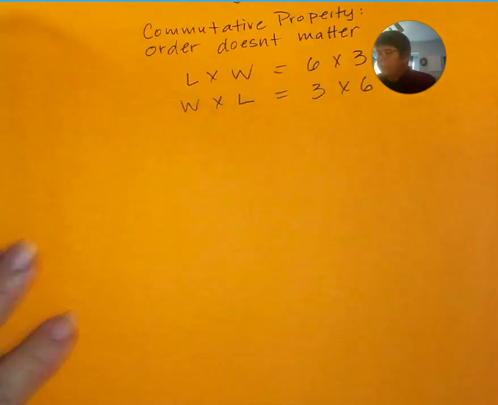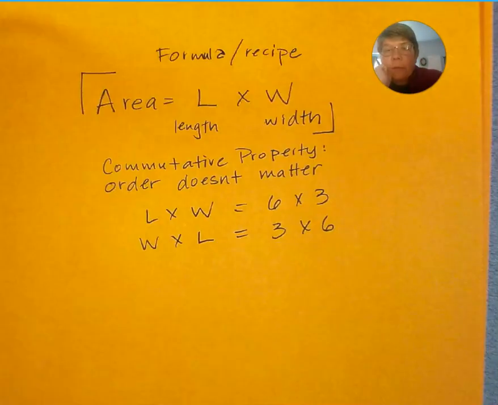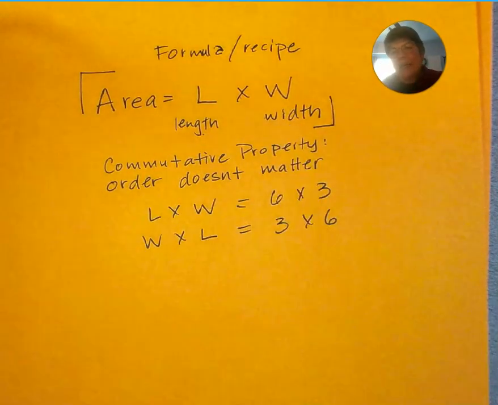All right, very good. So we're going to talk a little bit more about this formula that we have for area. So our formula is length times width. Like I said, it's kind of like a recipe. How do you find the area? You multiply the length times the width. And you're going to be using this your whole life.